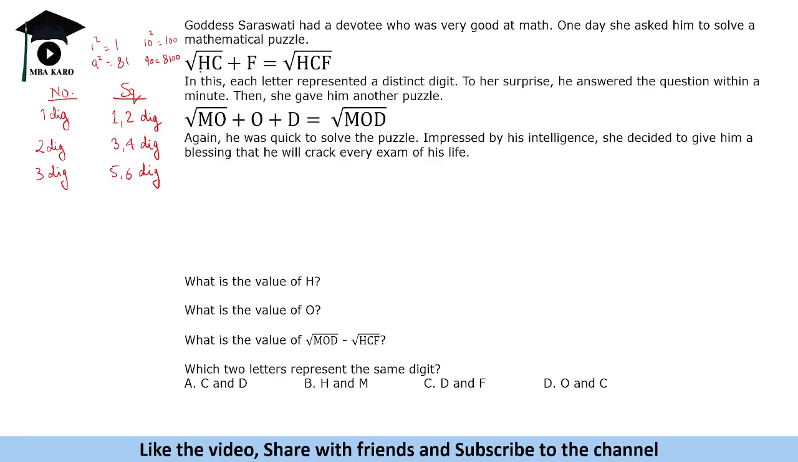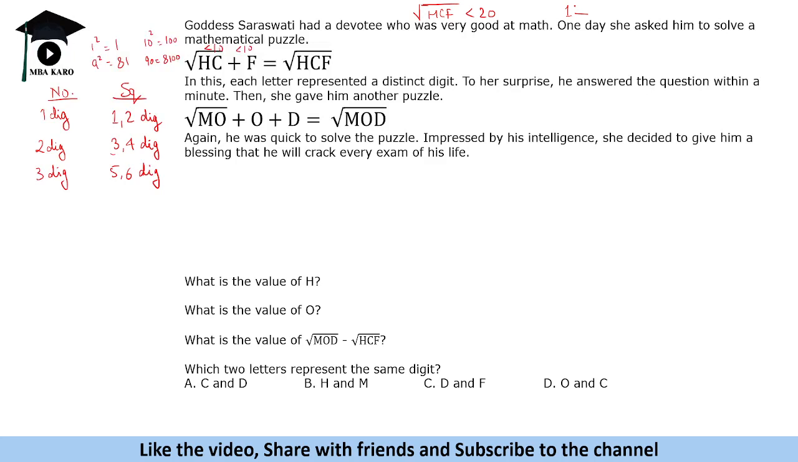Since it is a two digit number, its square root will be one digit, so it will be less than 10, and this will also be less than 10, right? So this will be less than 20. So under root HCF will be less than 20. If it is less than 20, that means the first digit of the square root should be 1. And this should be a two digit number, because a two digit number's square has three digits, so that means the first digit should be 1. So 1 and some other number, and its square.